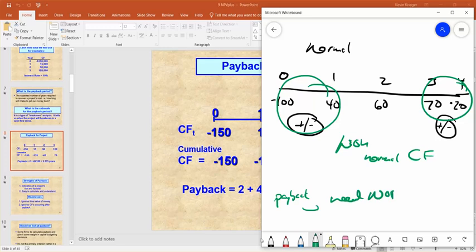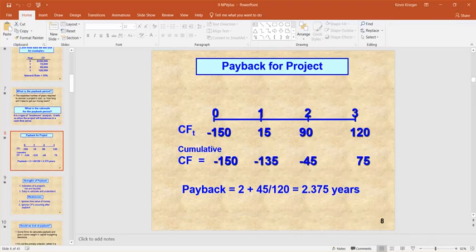And once you establish that you have normal cash flows, things aren't so bad. Just keep a running total. This slide calls it cumulative. Sometimes when I'm doing it, I call it the balance. Like, what's my balance? Well, my balance is minus 150, but when I add 15 to that, my balance is now minus 135. And when I add 90 more, my balance is negative 45.